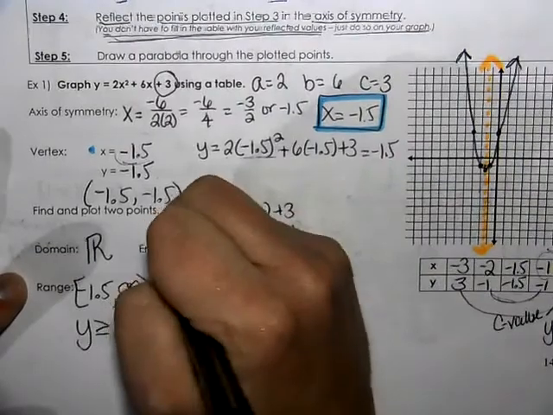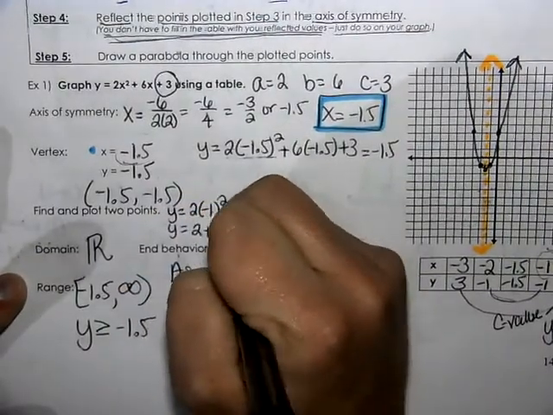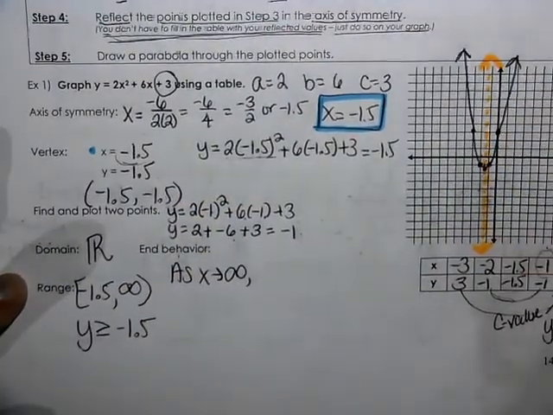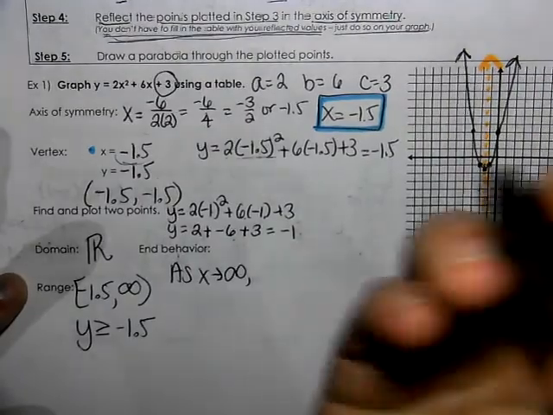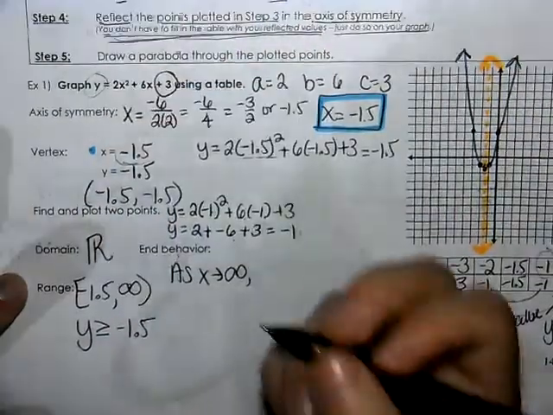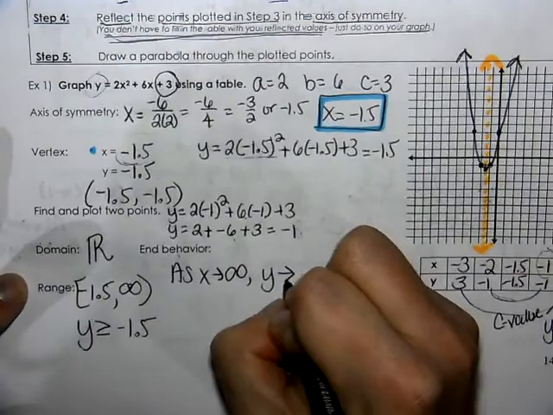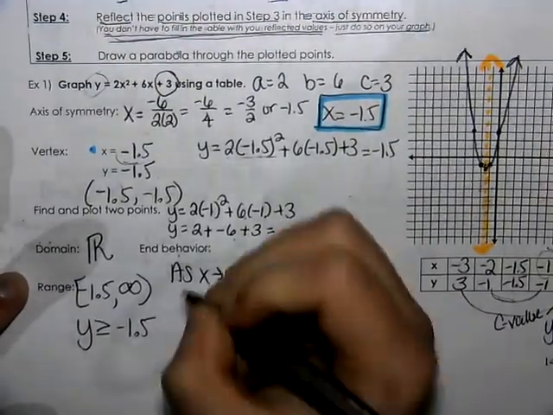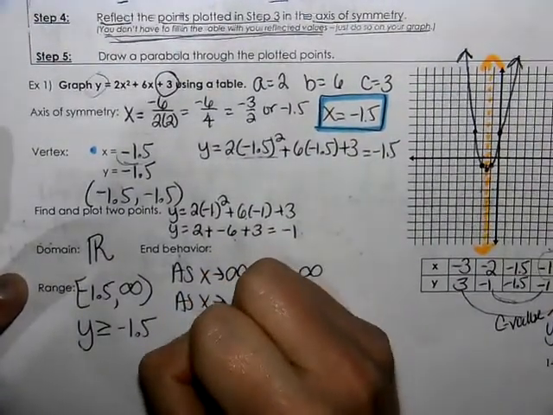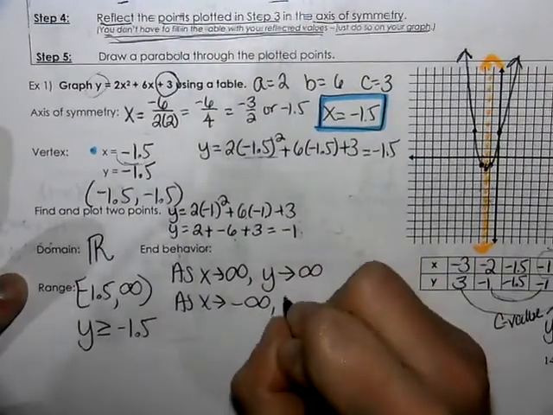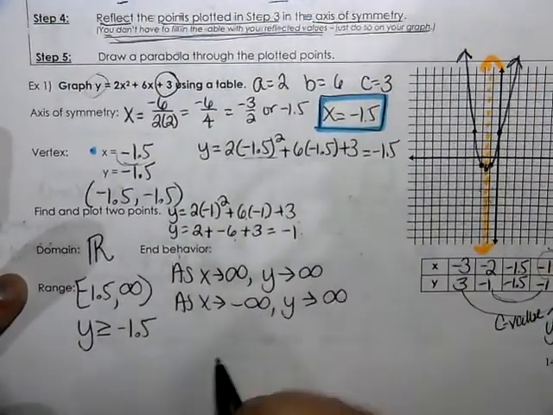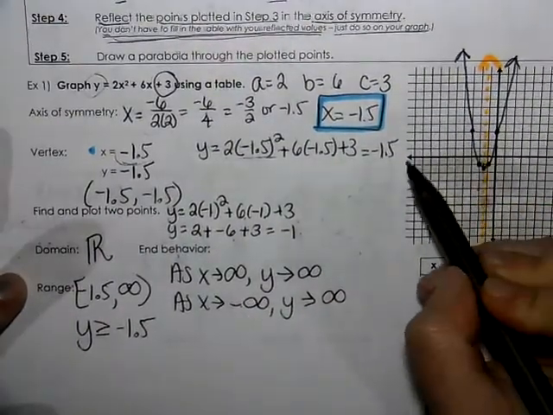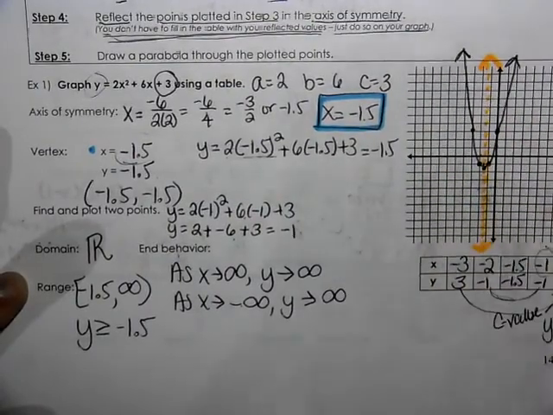Our end behavior is going to be as x approaches positive infinity, that's looking to the right, we have an arrow pointing up. This function is called y. So I'm going to make this y approaches positive infinity. And as x approaches negative infinity, y approaches positive infinity. Remember that as x approaches negative infinity, that's the left side of the graph.